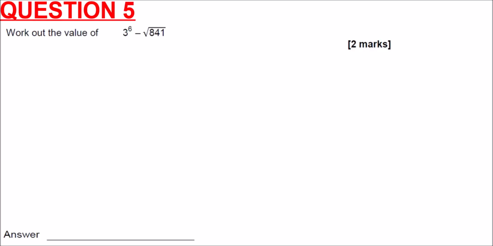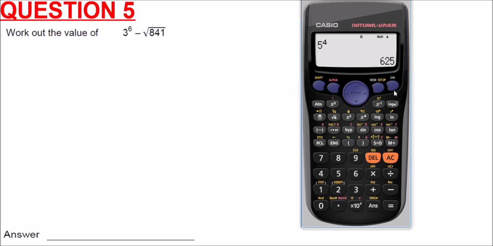Question 5, we need to work out the value of this calculation. So 3 to the power 6 minus the square root of 841. I'm just going to show you how to do this in one step on your calculator, just to make it as efficient as possible in terms of time.